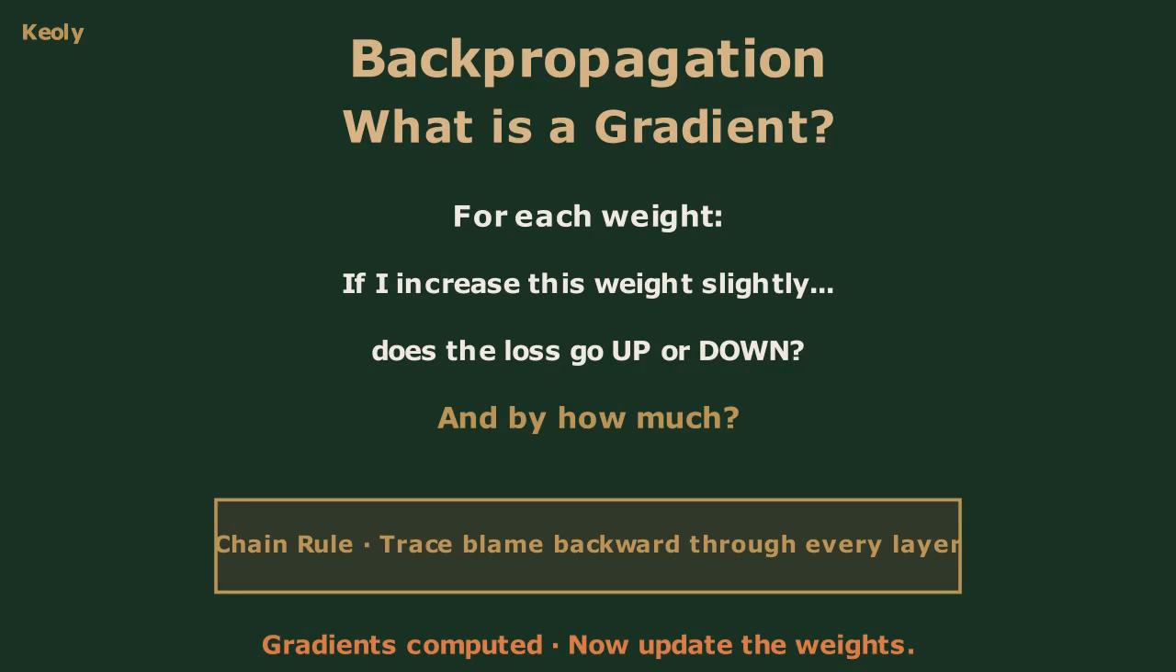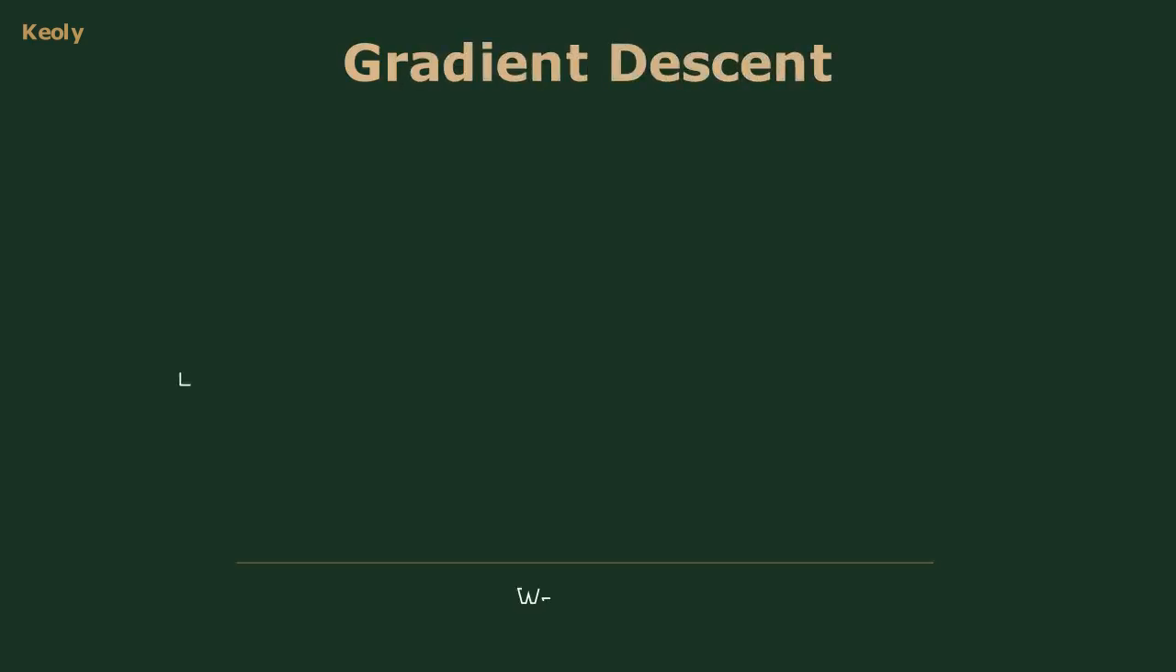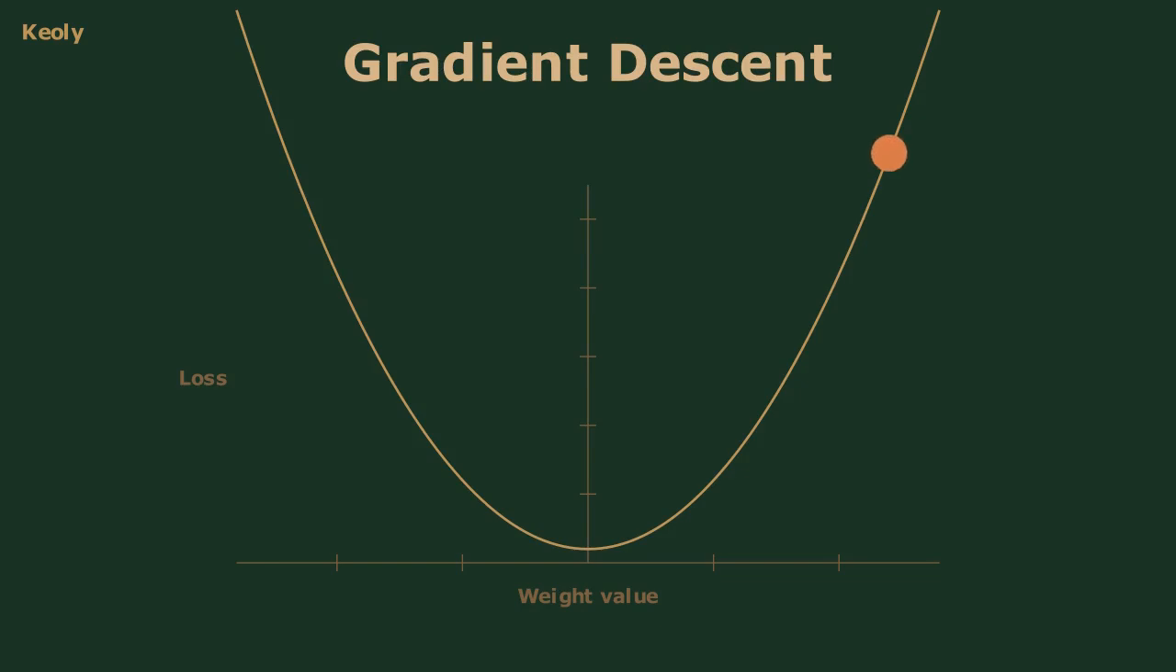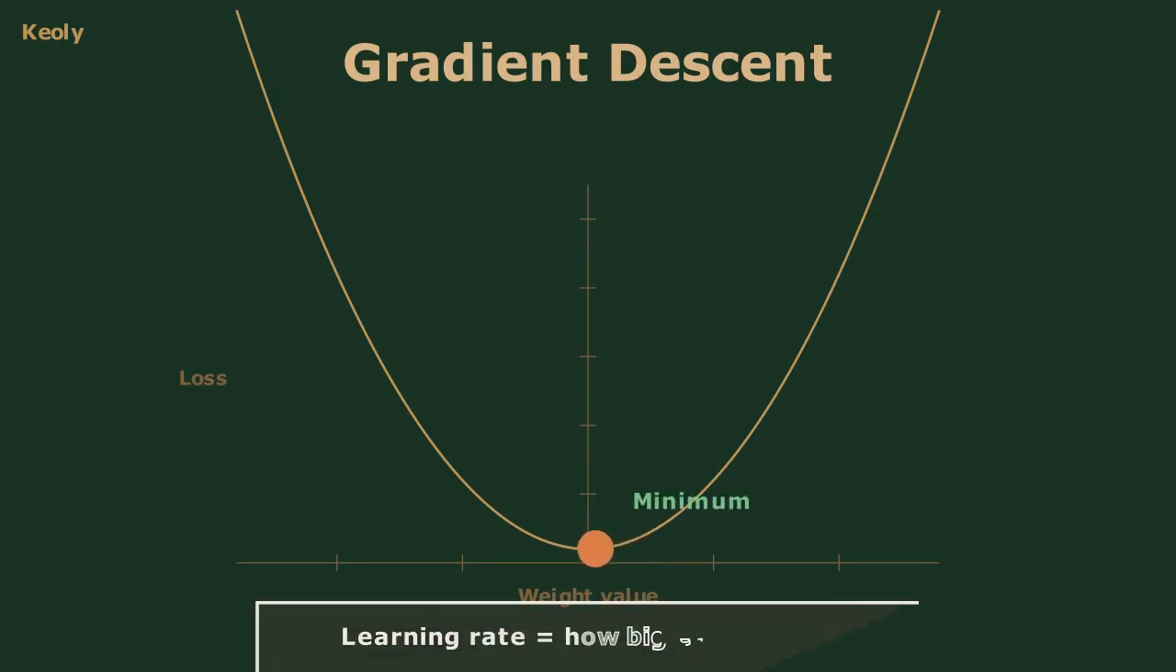Now that we have gradients for every weight, we update them. This process is called gradient descent. For each weight, we subtract a tiny fraction of its gradient. We're moving the weight in the direction that reduces the loss. Not by a lot, a tiny nudge. This nudge is controlled by a number called the learning rate.